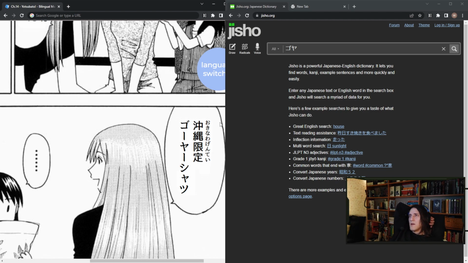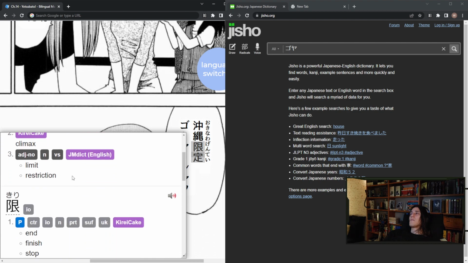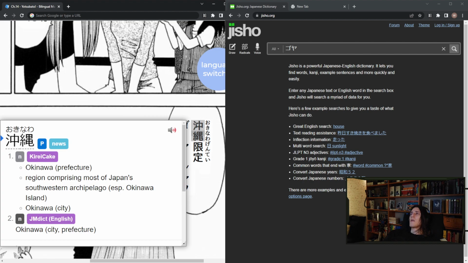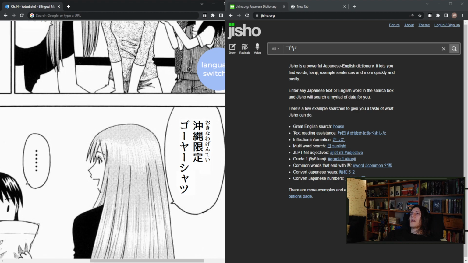Okinawa gente. Okinawa gente. Gente. Limit, restriction. Climax. Limit, restriction. And this Okinawa. Okay, so far I don't understand what this means. Goya.